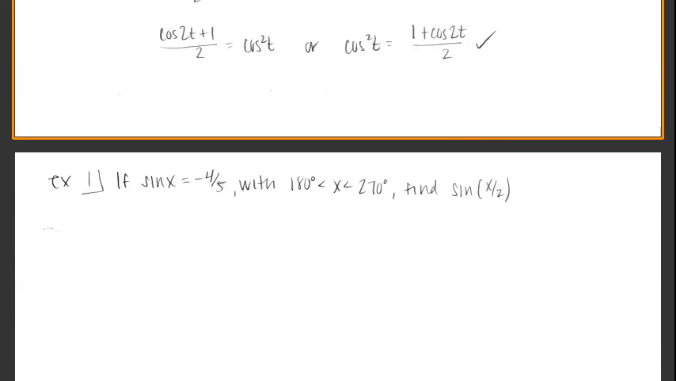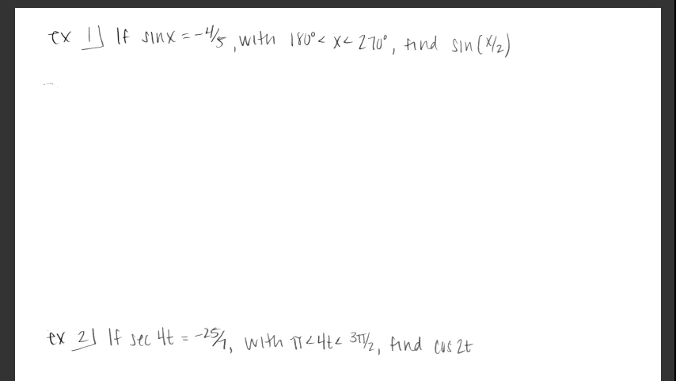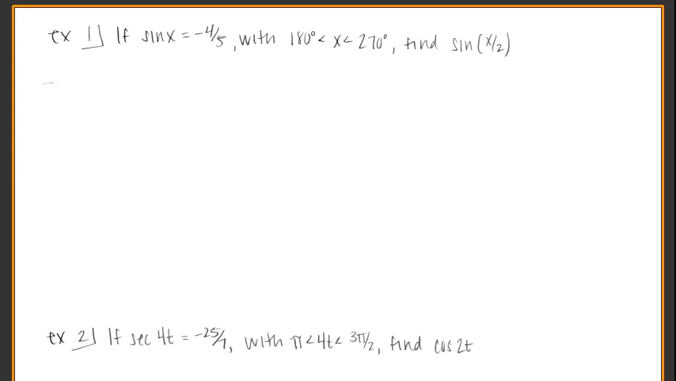So if we look at example 1 to get started, we want to find the sine of x over 2. Well, the sine of x over 2 is going to be plus or minus the square root of 1 minus cosine of double x over 2. So x over 2 times 2 is just x, all over 2.